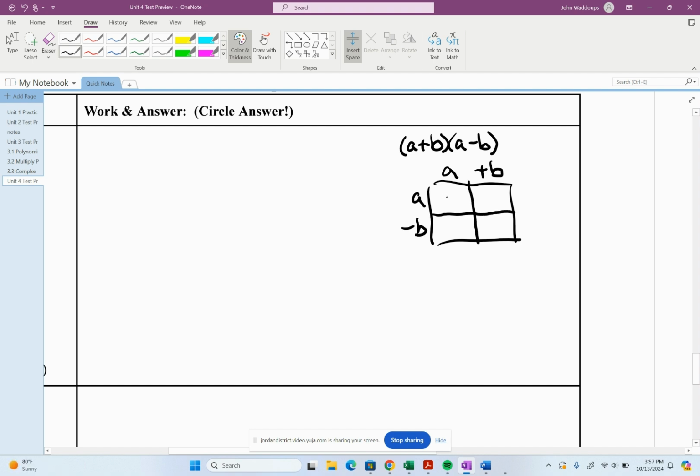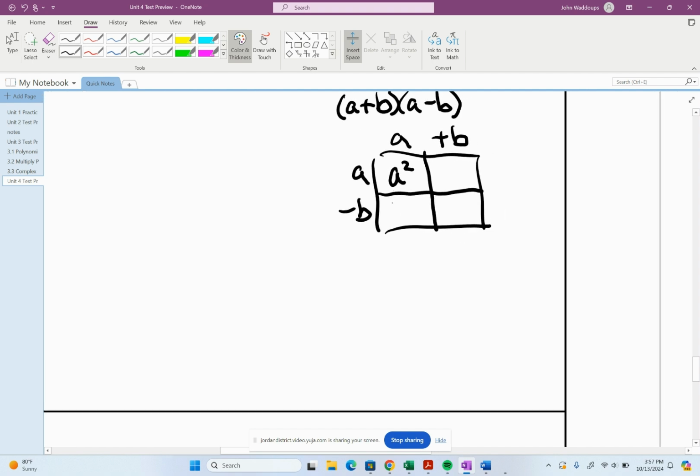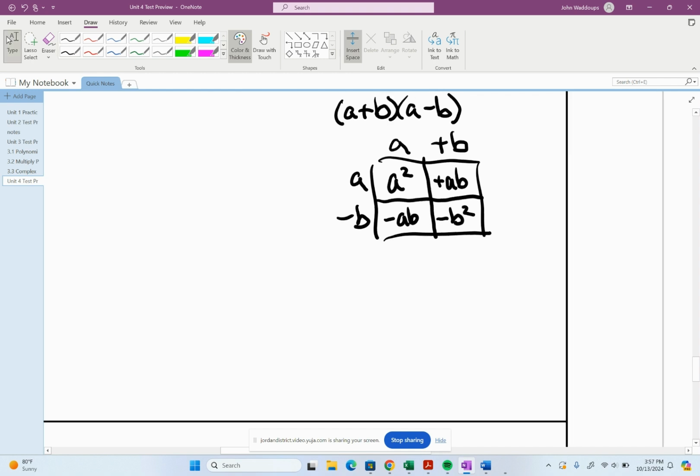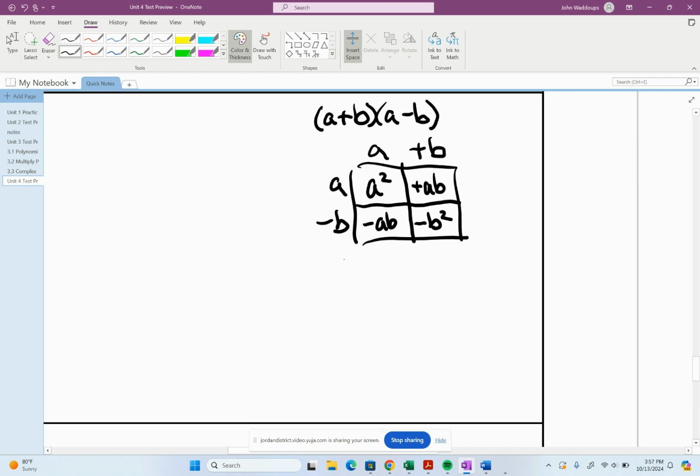And I know that a times a is a squared. And I know that a times negative b is a negative ab. A times b over here would be a positive ab. And then negative b times a positive b would be negative b squared. So I multiplied, and now I'm going to add.